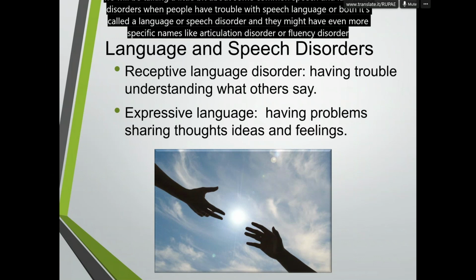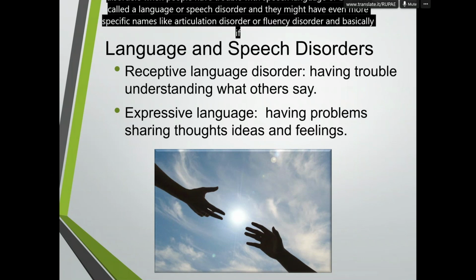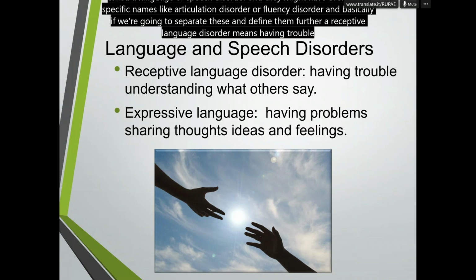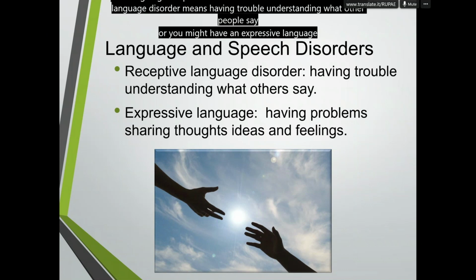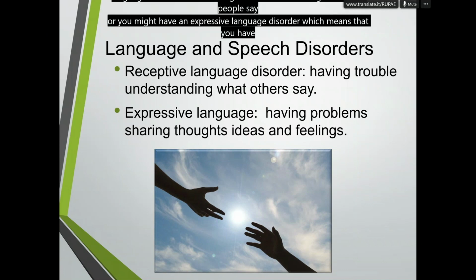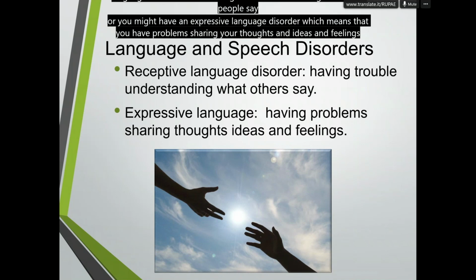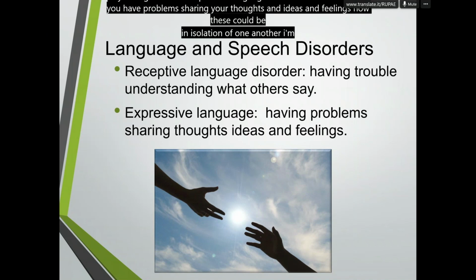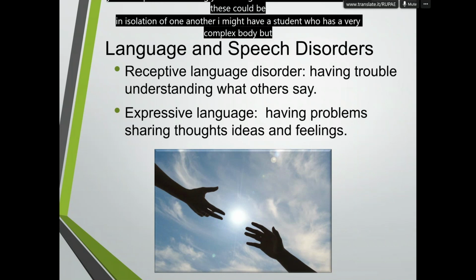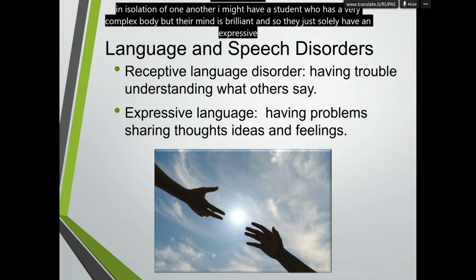And basically, if we're going to separate these and define them further, a receptive language disorder means having trouble understanding what other people say. Or you might have an expressive language disorder, which means that you have problems sharing your thoughts and ideas and feelings. Now, these could be in isolation of one another. I might have a student who has a very complex body, but their mind is brilliant, and so they just solely have an expressive language disorder. Their receptive language is right on with their peers.